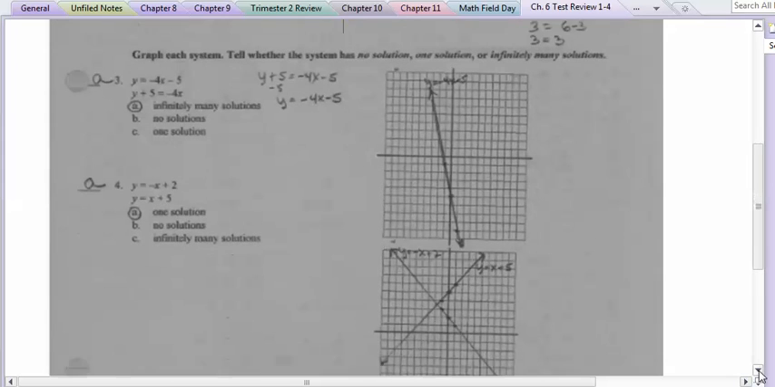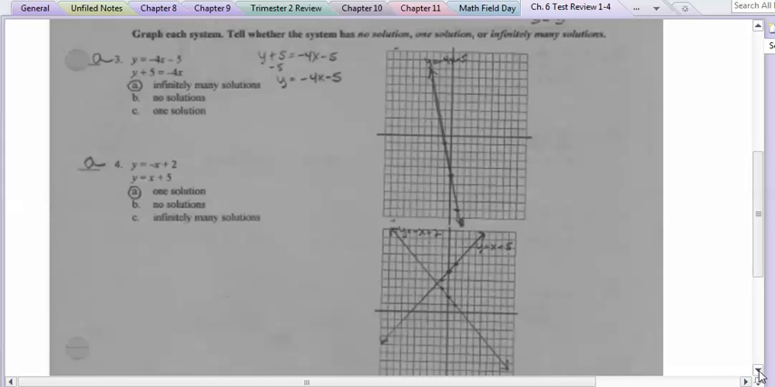Okay, number 3. It says to graph it. This equation is already in slope-intercept form, so I went ahead and graphed it. Starting at -5, I went up 4 and over -1 and created my line. The second equation I put in slope-intercept form, and this is what I came up with. The two are the same, so it's the same line, so it's infinitely many.